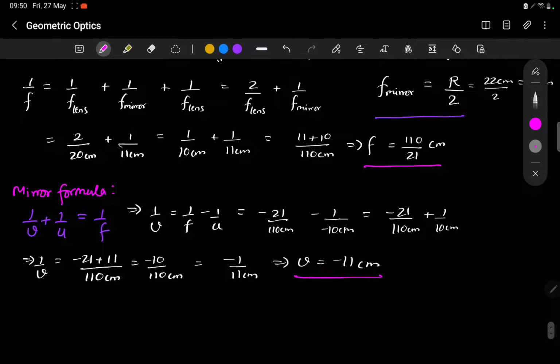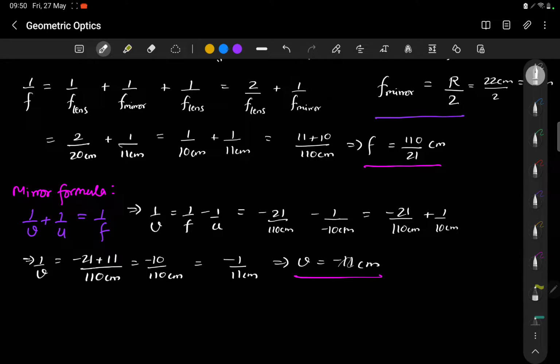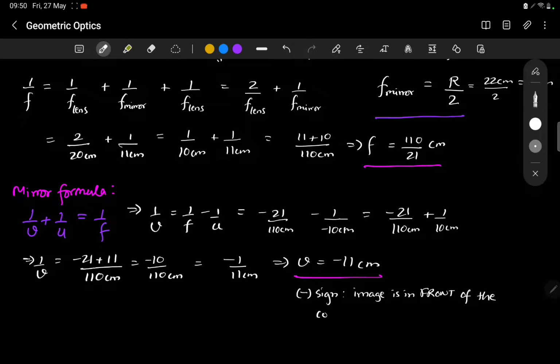Now, the negative sign over here in the image distance denotes that the image is in front of the combination that we had, combination of silvered lens, which is effectively a concave mirror of some effective focal length. So thus the image is real.